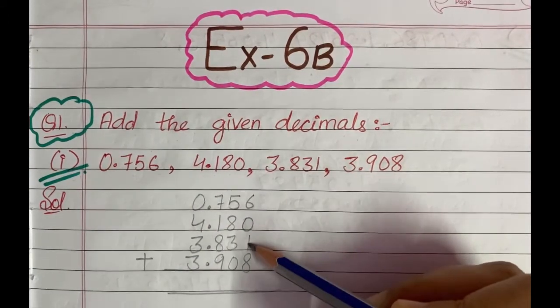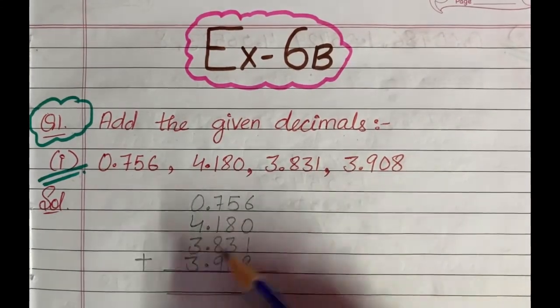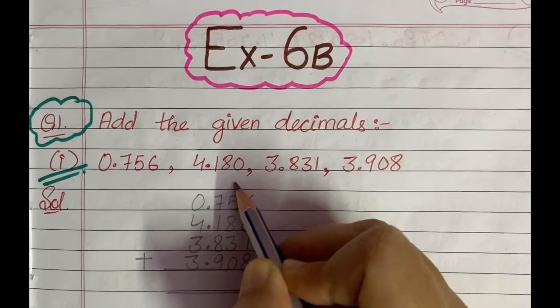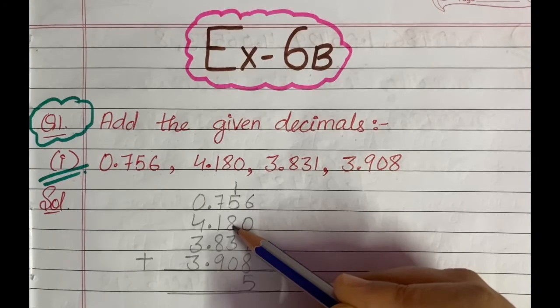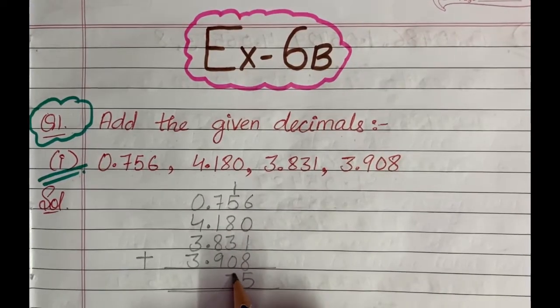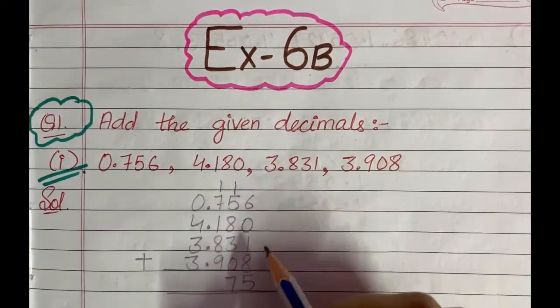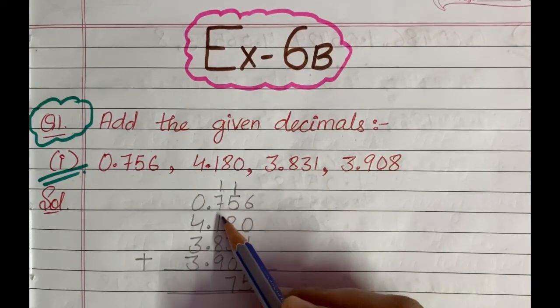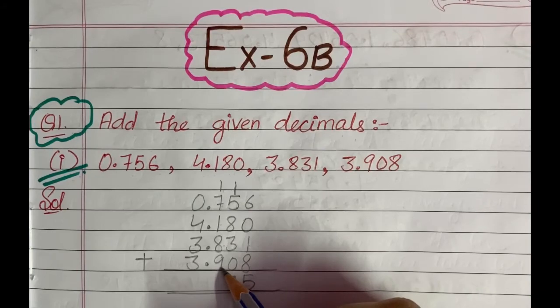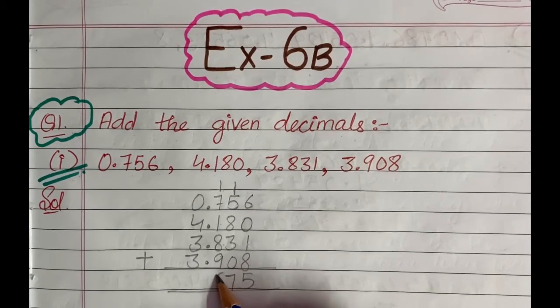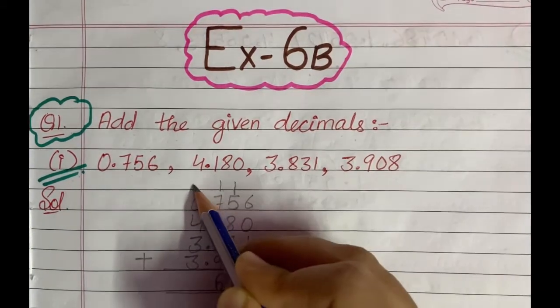As usual, we add as with whole numbers, and on adding, what will we get? 6 plus 1, 7, 7 plus 8, 15. So here we will write 5 and 1 will be carried. 1 plus 5, 6, 6 plus 8, 14, 14 plus 3, 17. So here we will write 7 and 1 will be carried. 1 plus 7, 8, 8 plus 1, 9, 9 plus 8, 17, 17 plus 9, 26. So here we will write 6 and 2 will be carried.